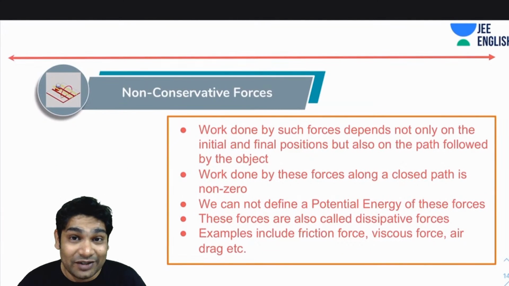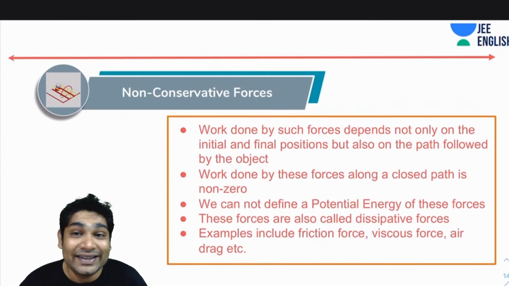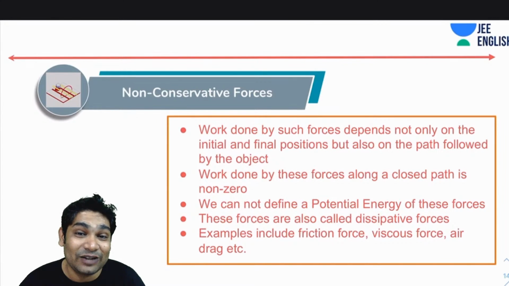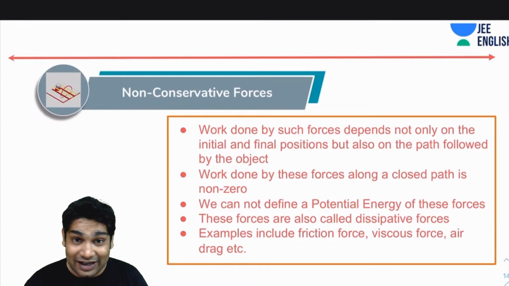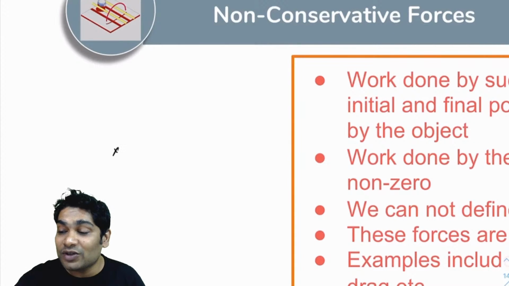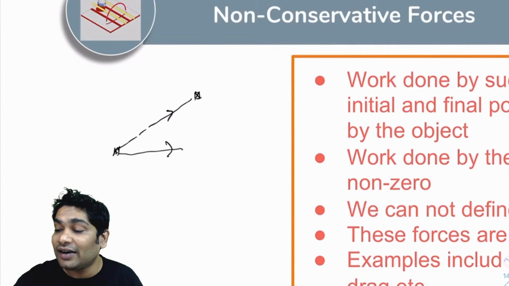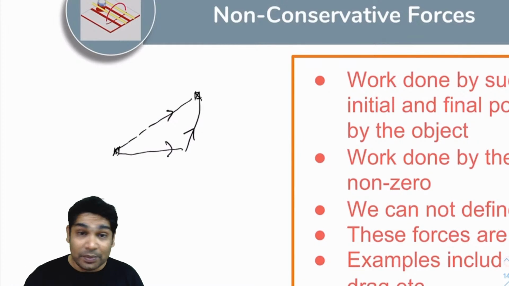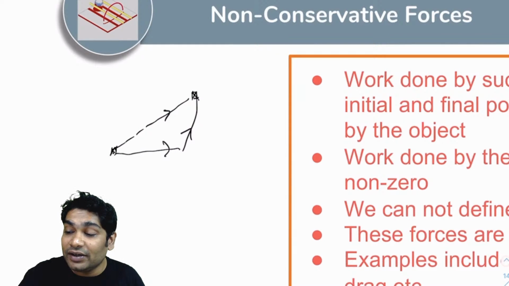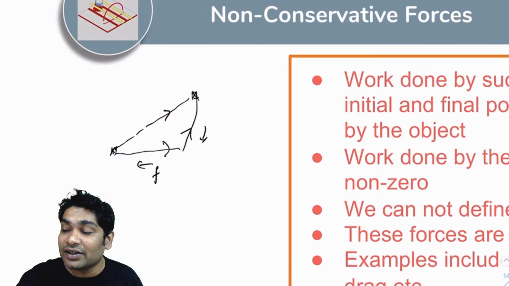So let's talk about non-conservative forces now. The work done by such forces does not depend only on the initial and the final positions, but also on the path followed by the object. You will realize that in case of kinetic friction, if a block was being dragged from here to here, the work done would be different if I dragged it along the straight line. It would be different if I dragged it like this. So it will depend on the length of the path also, right? Every time, why? Because I know in this direction, when I'm moving here, the kinetic friction is acting here. When I'm moving here, the kinetic friction is acting here.